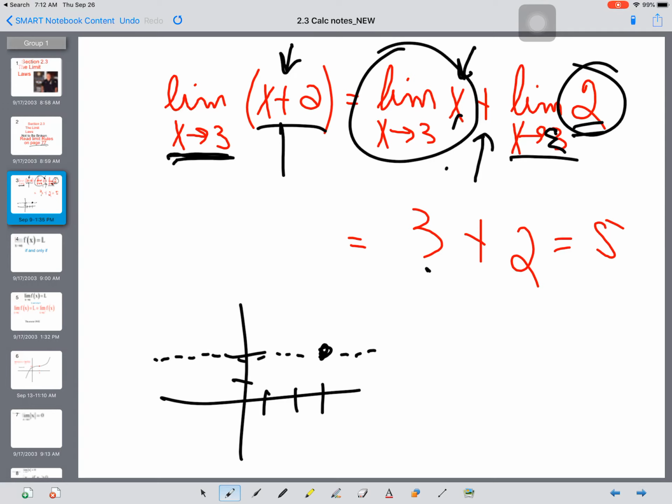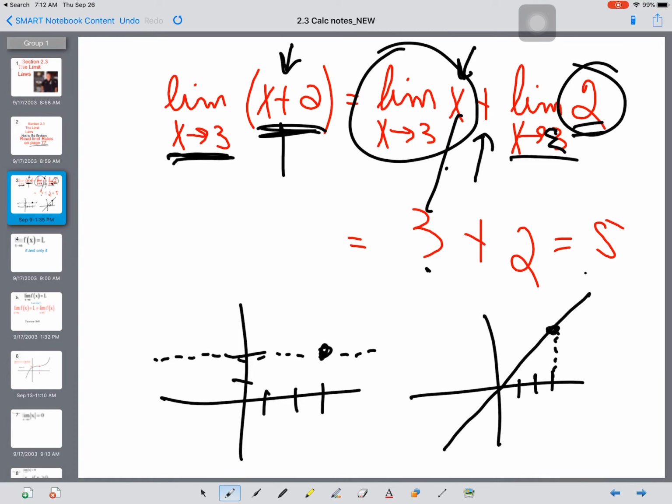This one's easy. Just plug in 3. Think about that as a line, right? y equals x. As you get closer and closer to 3, this equation gets closer and closer to 3. So the sum of these is just 5. That's way more work than you need to do. You should be able to just look at that and say, oh, plug in 3 and get 5.